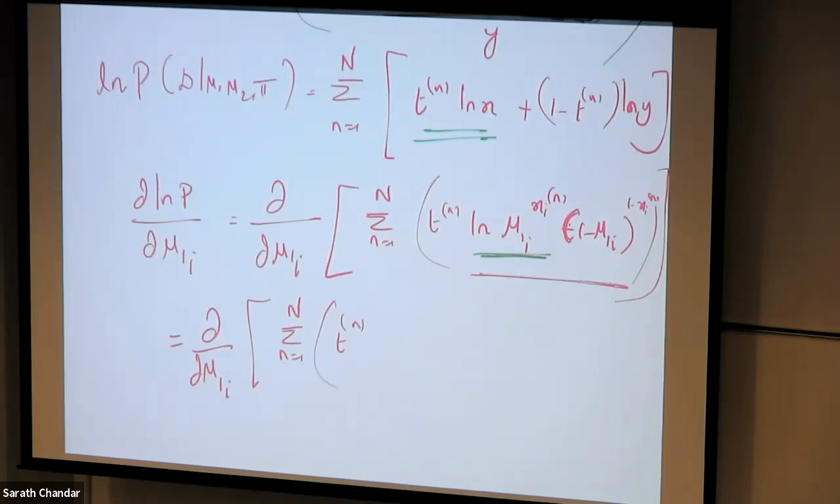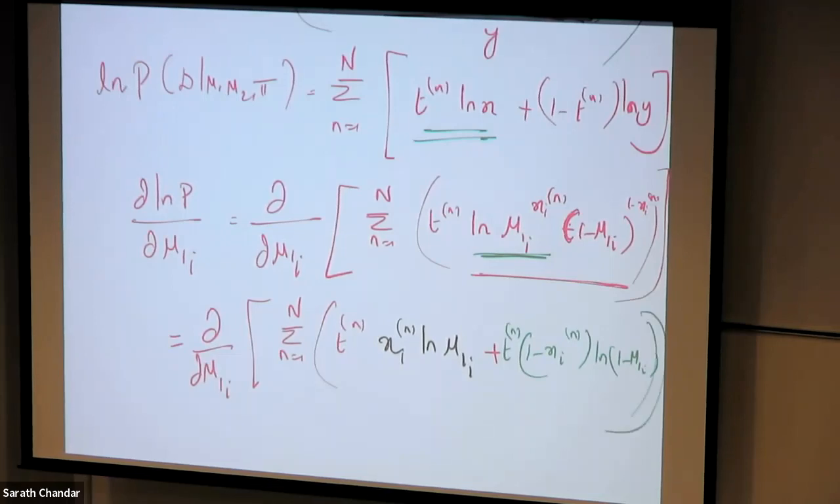Like so. So if I just take ln a, which is ln μ to the power x, it becomes x ln μ. So this term becomes x ln μ_1i, plus you have the second term, which is (1 minus x) ln(1 minus μ_1i). You also need the t_n here. Is it clear?